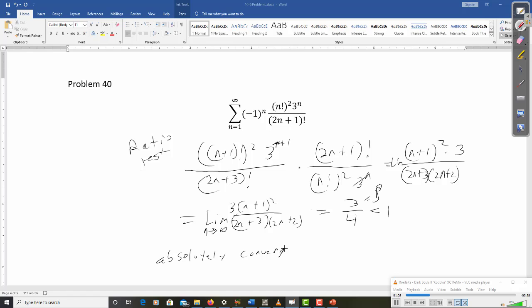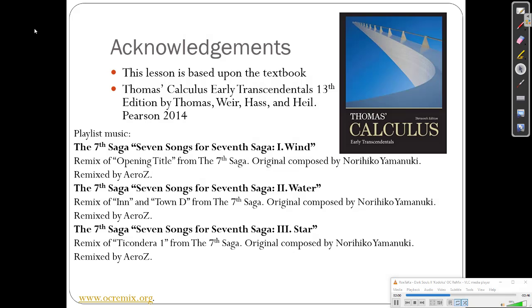That's interesting. I had no idea looking at this whether it was going to be convergence or divergence. I knew this is a lot larger than n factorial, but I wasn't sure if it was large enough to beat n factorial squared and multiplied by that exponential function. But apparently it was, so absolutely convergent.